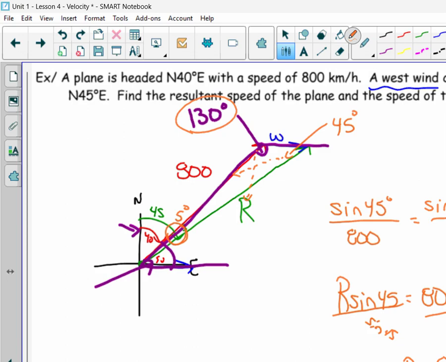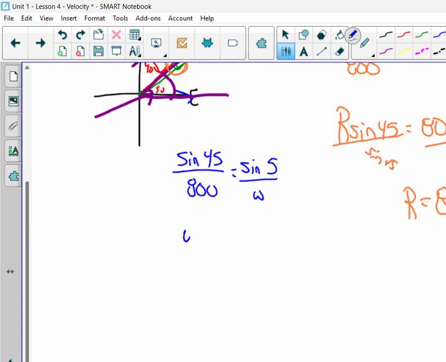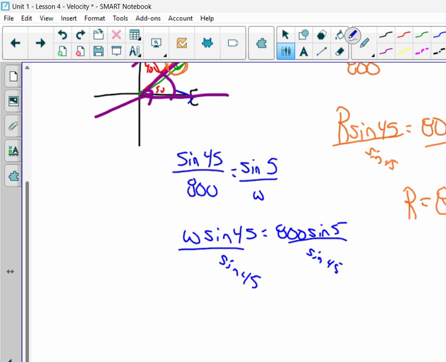I can do something very similar for the wind. I still have a pair. I can still use the sine 45 and the 800. And the wind is actually across from the 5 degrees. So I can do the same thing. Basically the same math twice here, just with one different angle. So W sine 45, 800 sine 5. We'll divide out that sine 45 again. And W, I get 98.61 kilometers an hour.